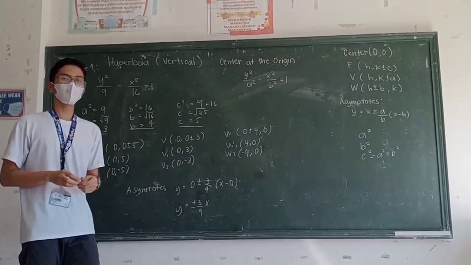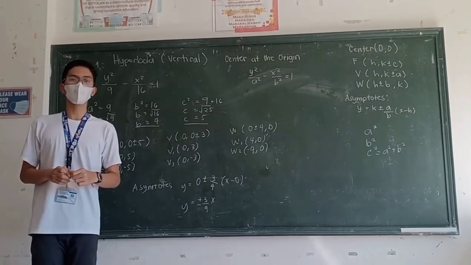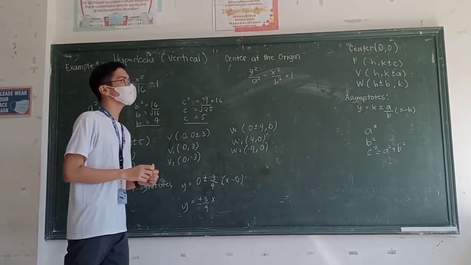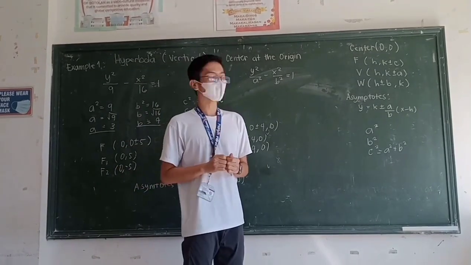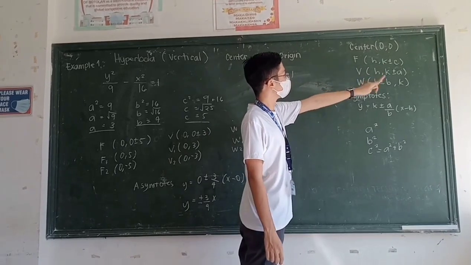After we find the coordinates of the foci, now let us proceed in finding the coordinates of the vertices. To find the coordinates of the vertices, we should follow this: (h, k plus and minus a).